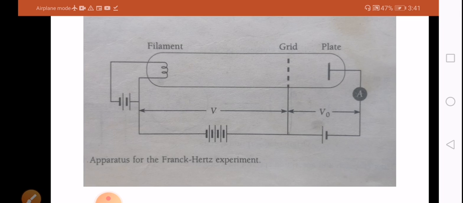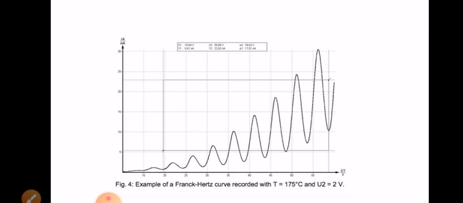And here we can see that after a certain critical energy is reached, the plate current drops abruptly. That is the observation that you can see here. This is the graph plotted with the accelerating potential V along the x-axis and plate current I along the y-axis. So you can see that first the current goes on increasing as the accelerating voltage is increased. Then it will reach a peak and then it will drop down.